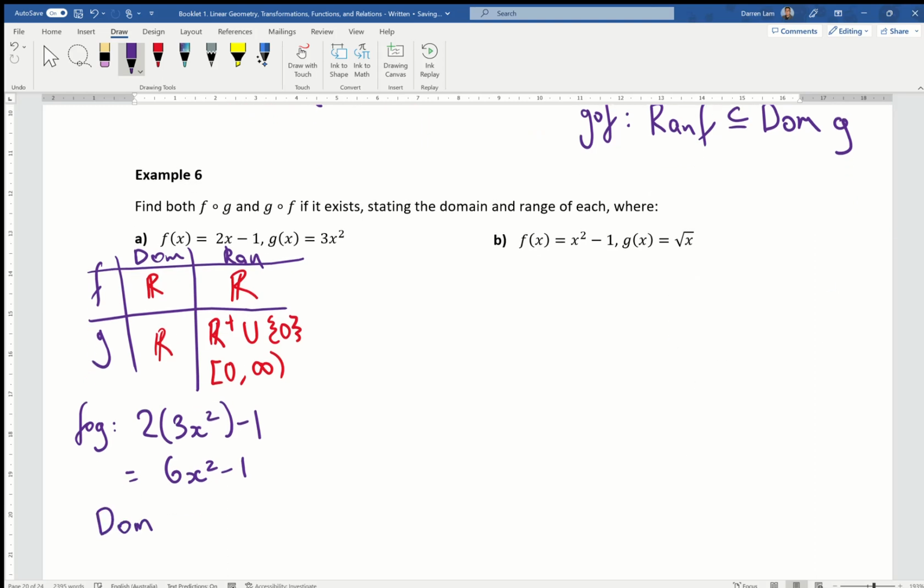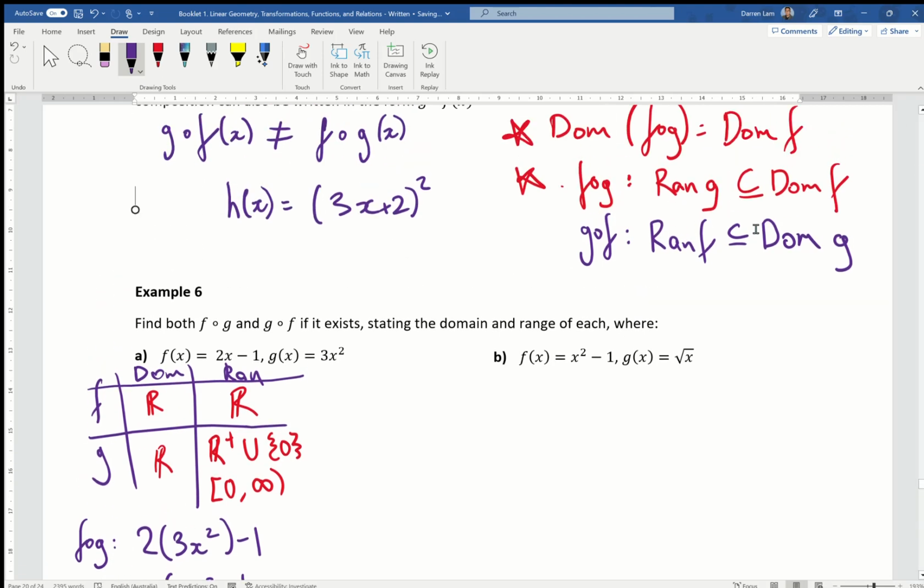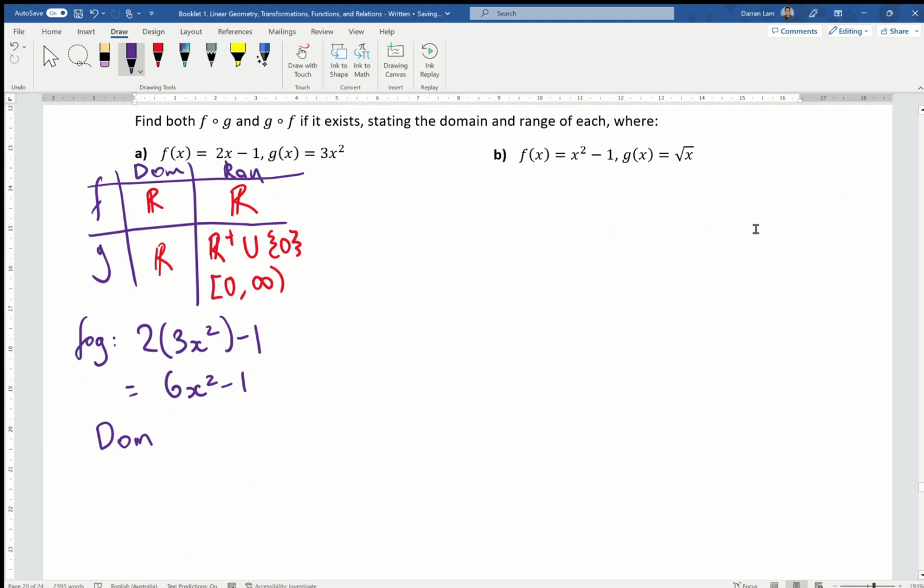Now, we know it's a parabola, right? But the domain of our new function is just going to equal, just like I wrote above, the domain of f. So I'm going to write the domain, which equals all real values. And based on the idea that it's a parabola, we know that the range is going to go from -1 to infinity.